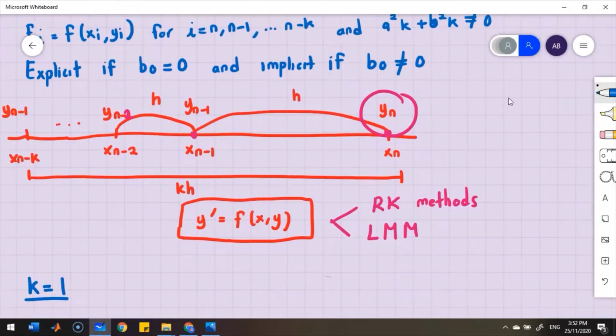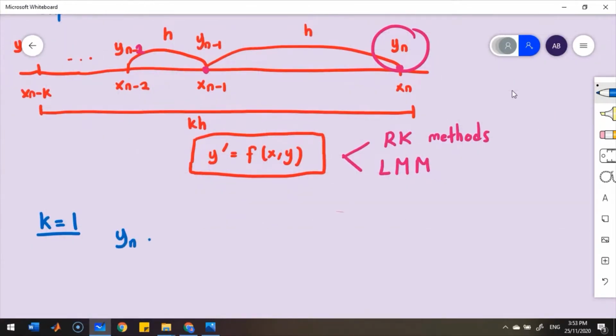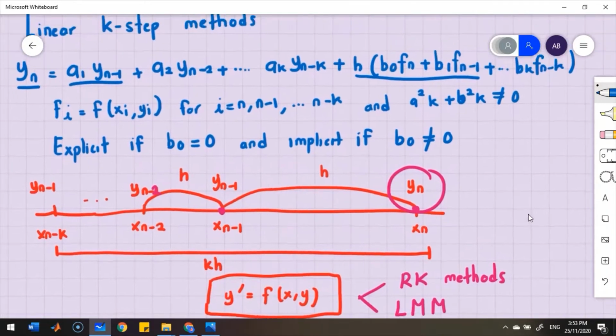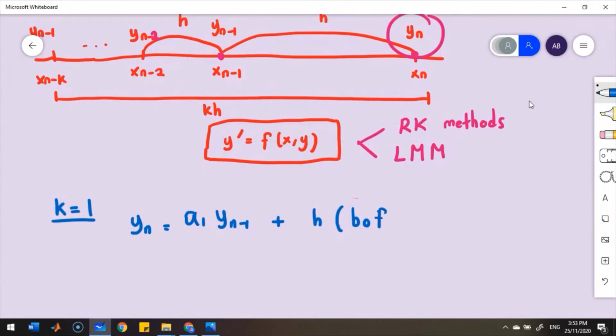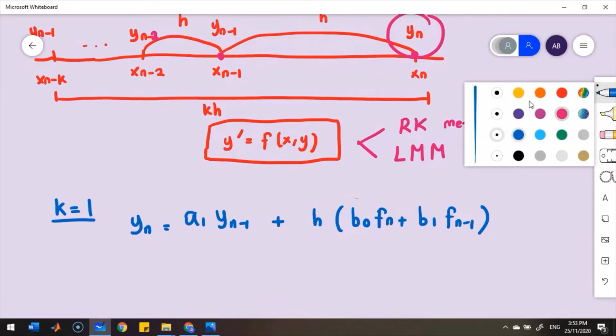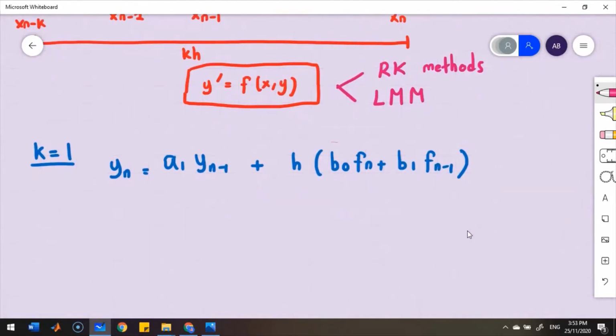Okay, so let's write it down. You have yn equals a1 yn minus 1 plus h times b0 fn plus b1 fn minus 1. Okay, so this is for k equals 1. Now we can derive two methods here, two methods for k equals 1.